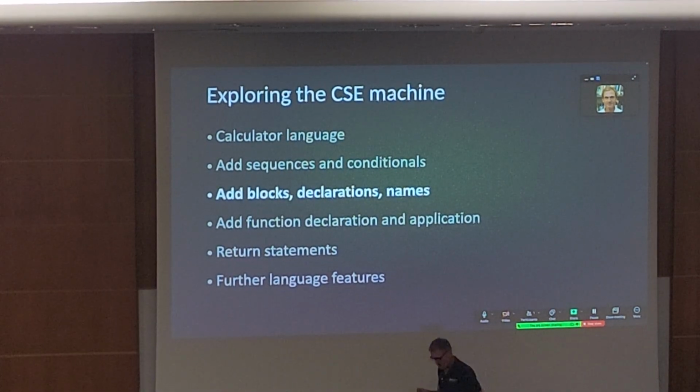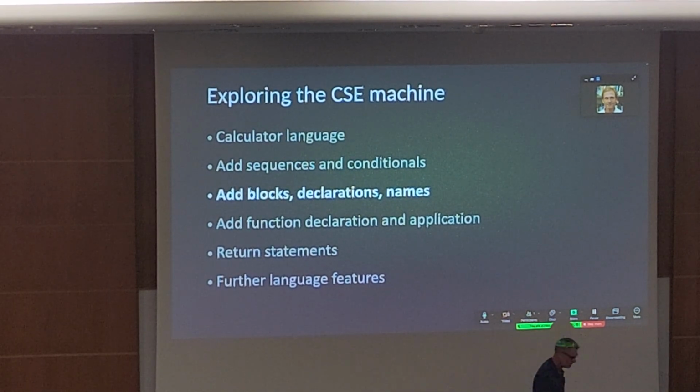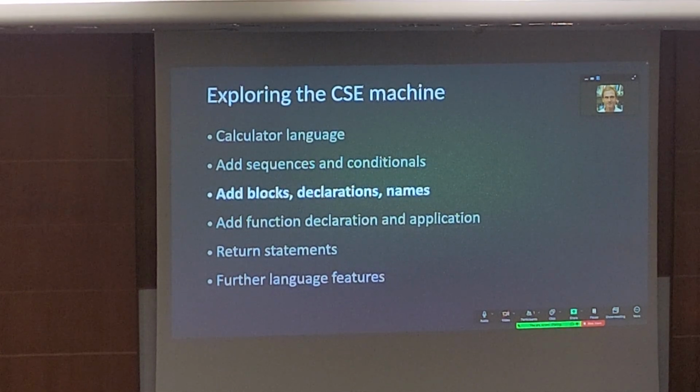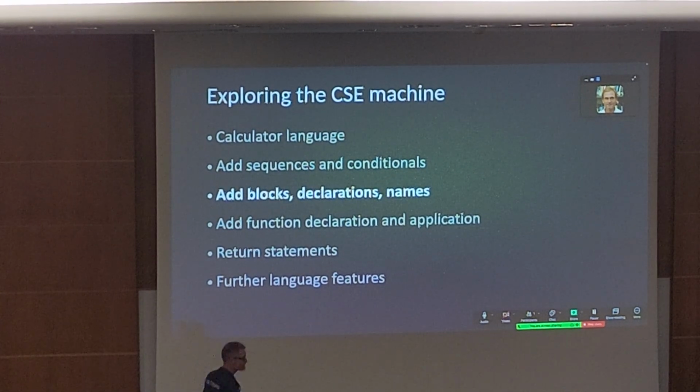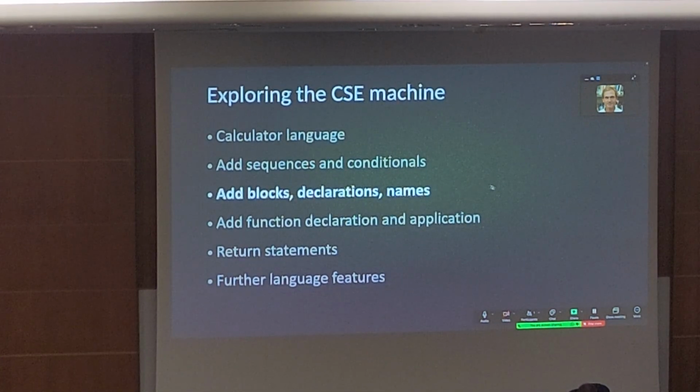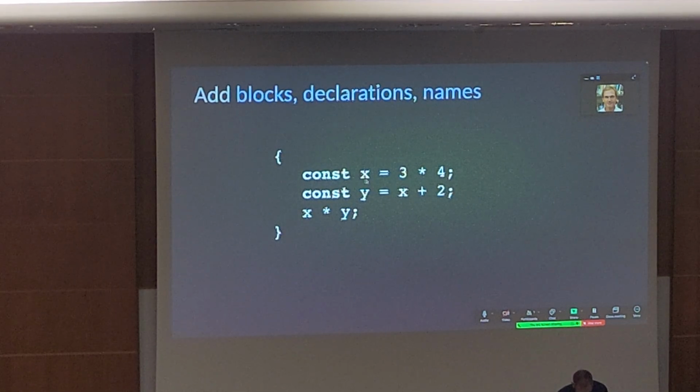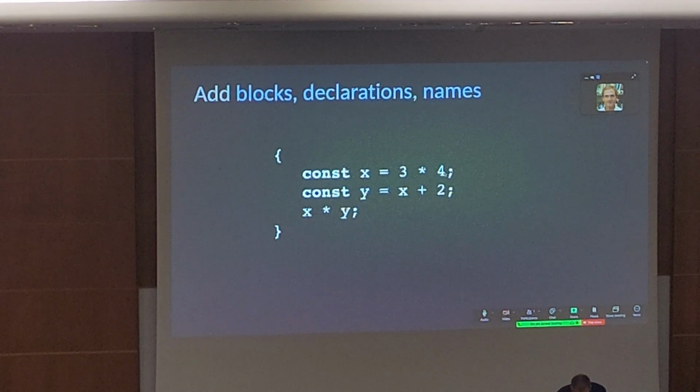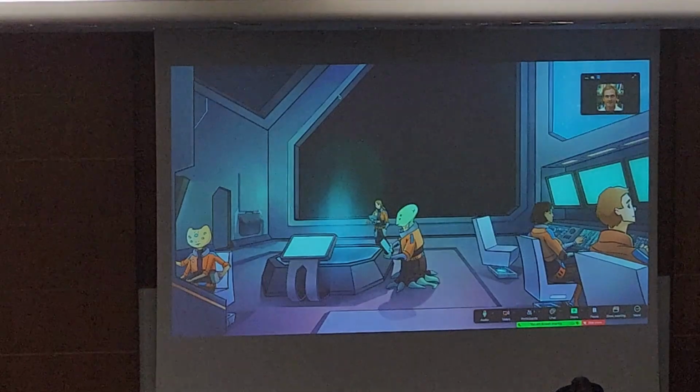We need to find a way to handle declarations. Declarations need to be treated with care because they need to accommodate assignment. They need to accommodate destructive operations. Let's take a look. We want to add blocks, declarations of names, and an example for that is here. We have a constant declaration, const x equals 3 times 4, const y equals x plus 2, and y times x times y as the example.